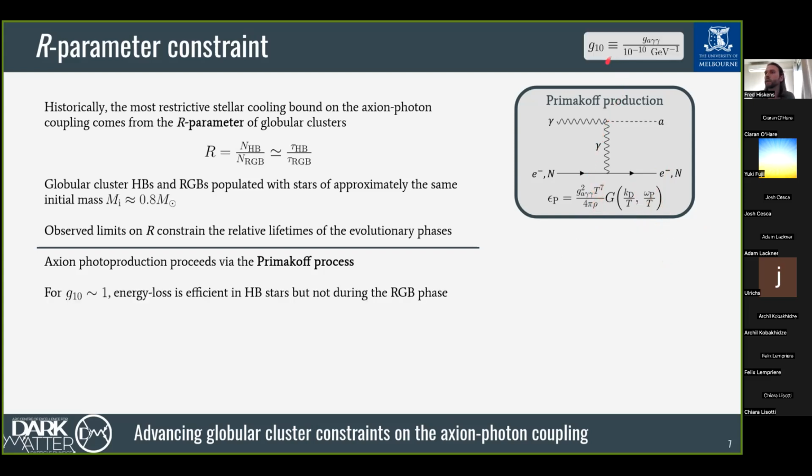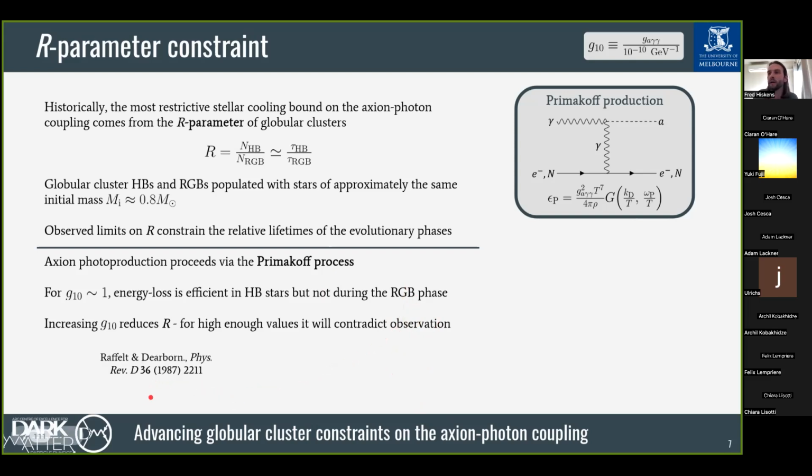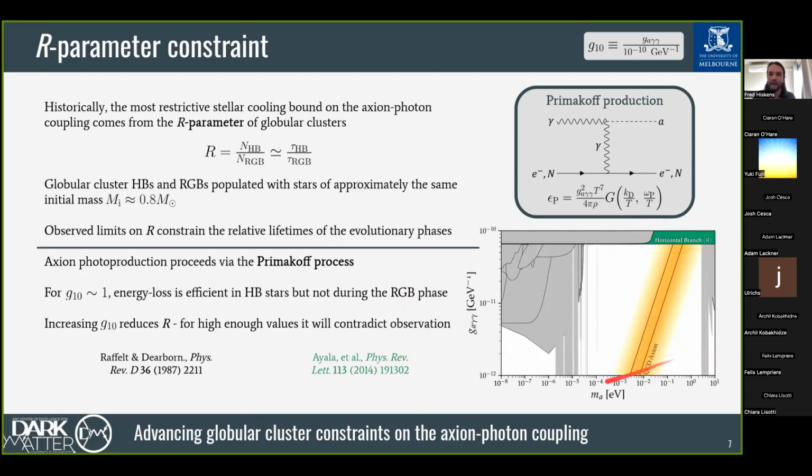So the idea here is that for axion-photon couplings of about 10 to the minus 10 inverse GeV, the energy loss is efficient in horizontal branch cores, but not during the red giant branch phase, which means as you increase this parameter g10, you decrease the duration of the horizontal branch phase, but do nothing to the red giant branch phase effectively. So increasing g10 reduces your predictions for R, and then for high enough values, this will contradict observation, giving you a constraint. So this idea was first introduced by Raffelt and Dearborn in the 80s and was updated as recently as 2014, and into this exact version, which is the one appearing in the top right-hand corner here.